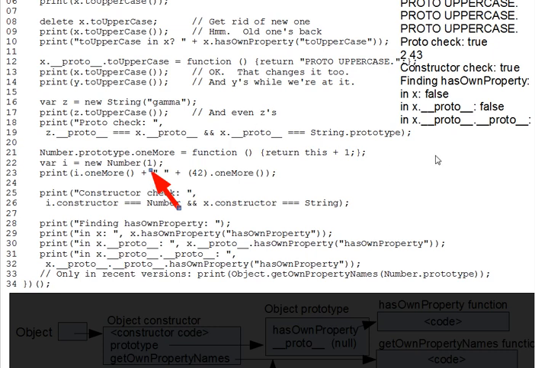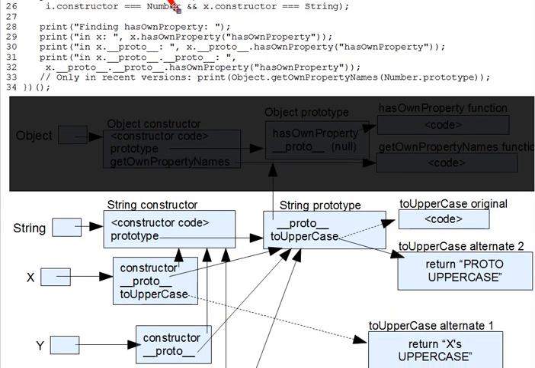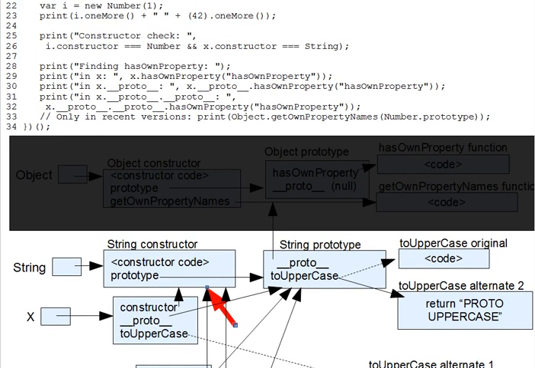Now, to complete the circle of references, each object is also given by the new operation a property constructor, which refers back to the constructor function that initialized the object, as shown here in the diagram. So both equalities in the constructor check from lines 25 and 26 are also true. Generally, obj.constructor.prototype is a synonym for obj.proto, assuming you haven't done something drastic like changing the proto property after construction.